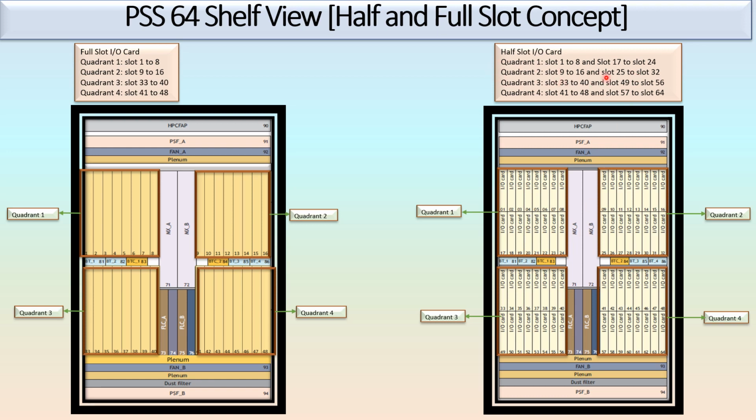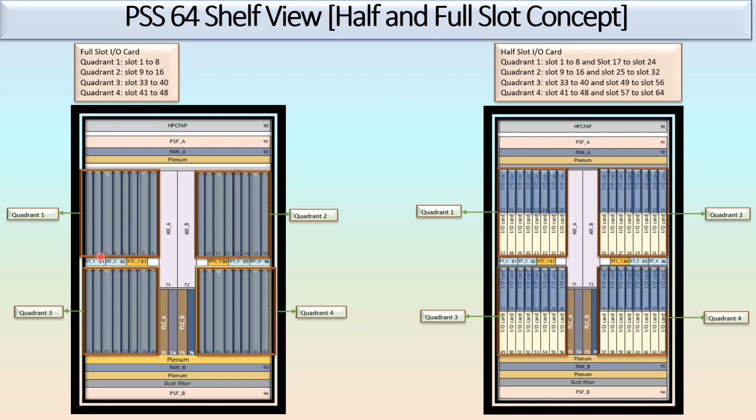In the same way, in quadrant 2, the numbering starts from slot 9 to slot 16 and slot 25 to slot 32. In quadrant 3, the numbering starts from slot 33 to slot 40 and slot 49 to slot 56. In quadrant 4, the numbering starts from slot 41 to slot 48 and slot 57 to 64. That's why it is called PSS 64, because it has 64 input output cards. So this is the concept of half and full slot.